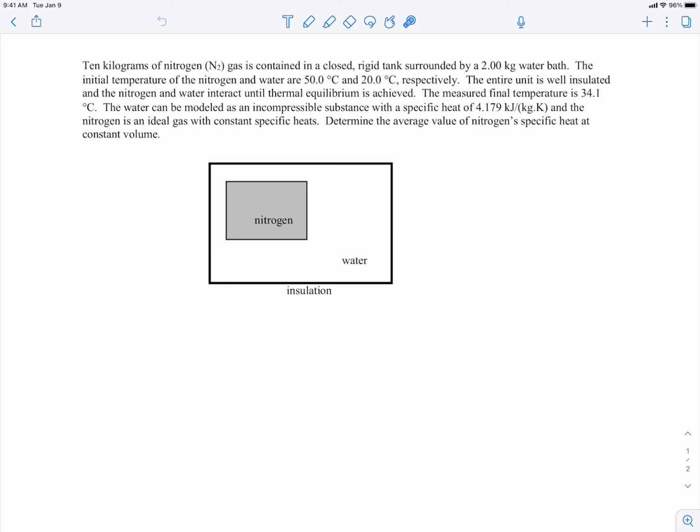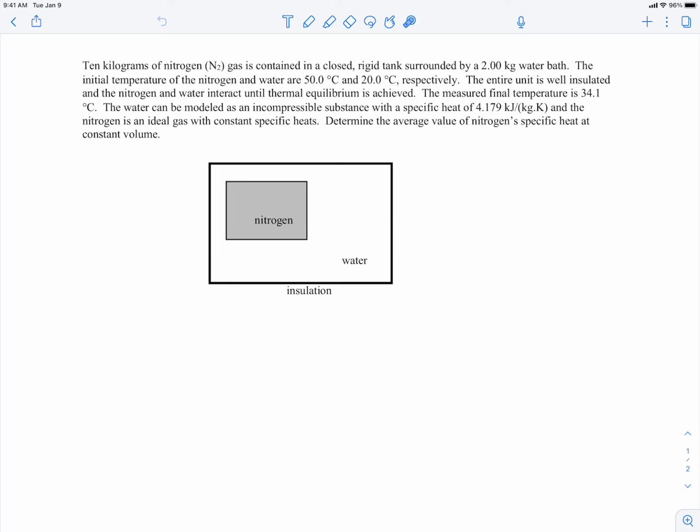That means that the final temperature of the nitrogen and the final temperature of the water are the same. And the measured final temperature is given, 34.1 degrees C. We're told the water can be modeled as an incompressible substance. That's usually a pretty good assumption, with a specific heat given here. And the nitrogen is an ideal gas with constant specific heats.